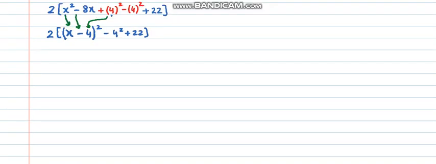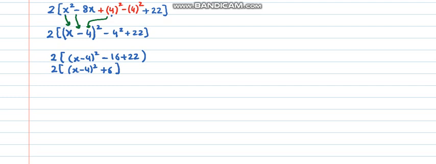Now what we can do is we just simply have to simplify it. 2x minus 4 whole square minus 16 plus 22 to x minus 4 whole square. 22 minus 16 is plus 6, and this completes our operation.